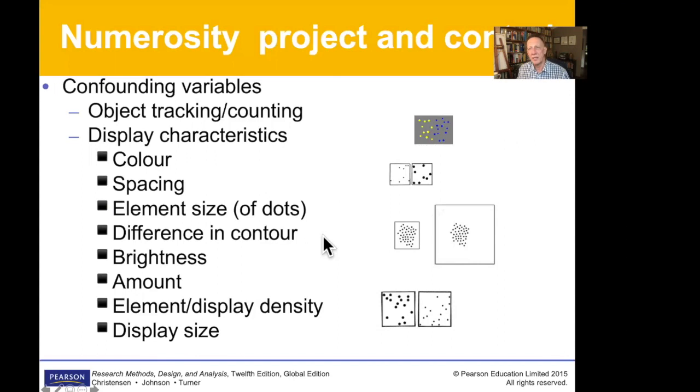The dependent variable, gaze time. Okay, so how do we control all of these as confounding variables so that they do not influence the dependent variable? That's the main question.